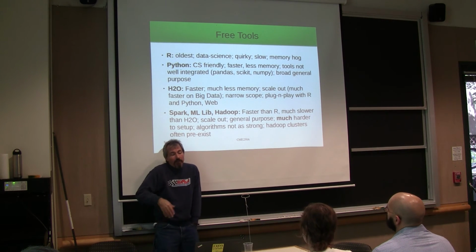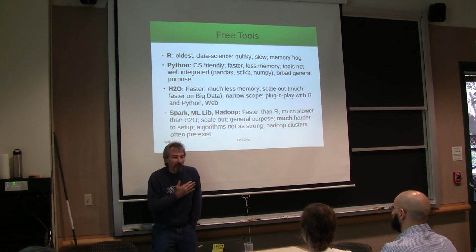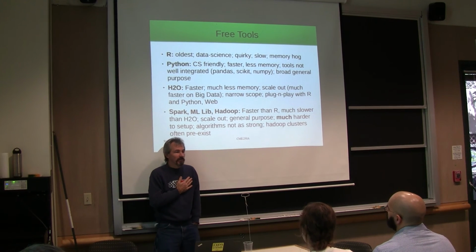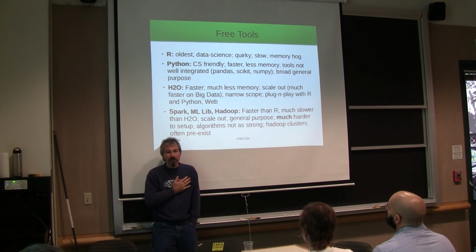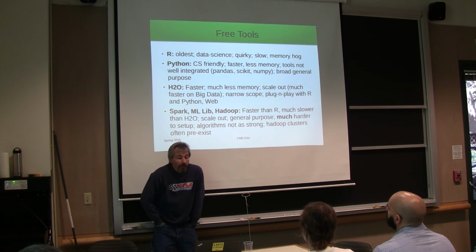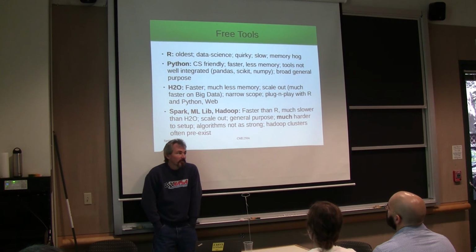And it will run easily on a laptop for data sets of the size I just showed you. But because of the memory hog issues, data sets on the order of a million rows probably will have trouble on a laptop. A 64-bit version of R running on a 16-gig laptop will probably top out at somewhere between 100,000 and a million rows of data. It won't work anymore. Python is much newer. It's much more CS friendly. The language is actually pretty easy to understand, read and write. It's much faster than R and uses much less memory.